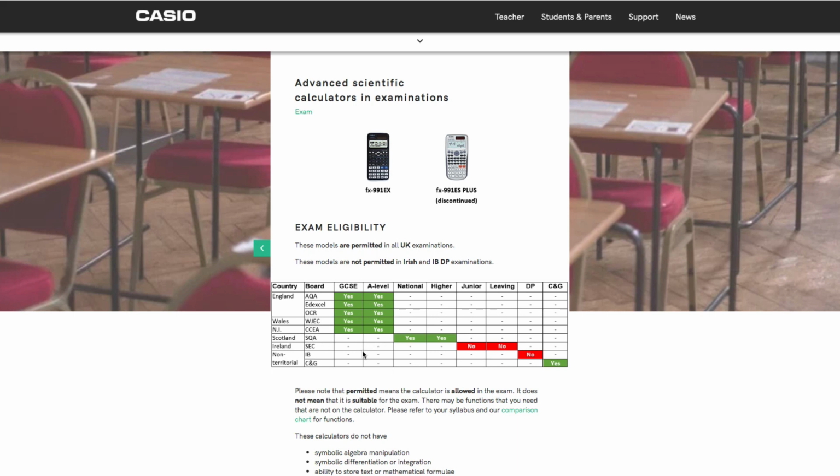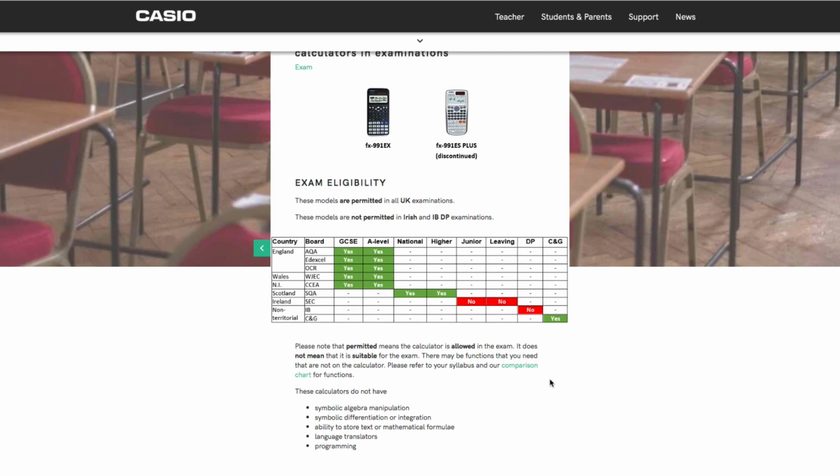And of course, it's definitely highly recommended for the A-level too. But important here, it's not permitted in the Irish examinations. It's also not permitted in the IB examinations. Now, I imagine that one of the reasons why they restricted the CG50 was due to the vector calculations that it could do for the IB. And the FX991EX does have a vector calculation mode. So I'm not completely familiar with that qualification, but obviously there is some sort of requirement to work manually with some vector calculations, which isn't allowed on the calculator. So therefore, the FX991EX is not allowed in that.